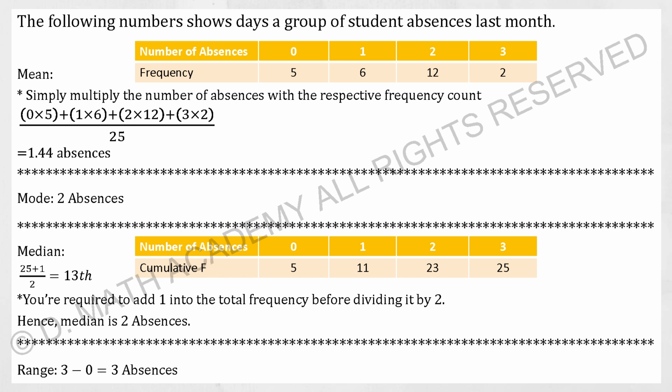For the median, you are required to take 25 plus 1, divided by 2. This is for this specific type of question only. So you are required to find the 13th. Where does the 13th fall? Trace it back using cumulative frequency as well. Then you will know it falls under 2 absences. The range will be 3 minus 0, so it will be 3 absences.